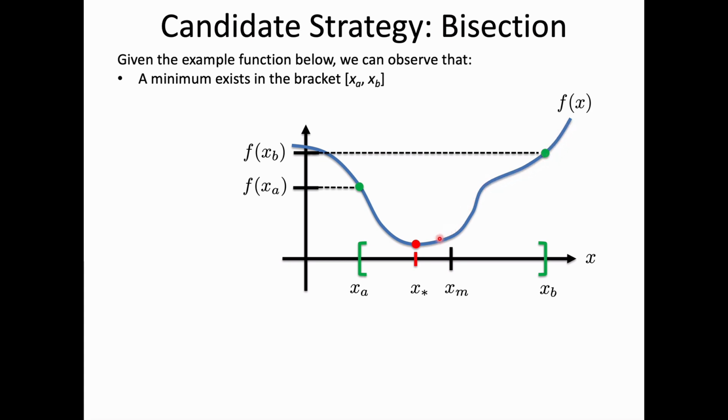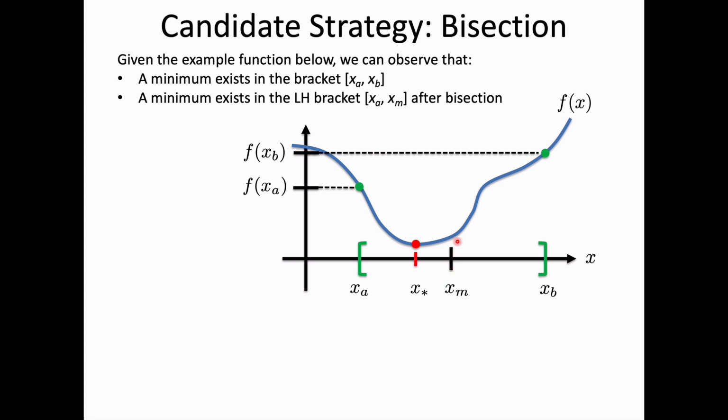This actually requires a tremendous amount of information. To get a smooth plot like this, we might need hundreds of different function evaluations across the domain of the input variable x to get this smooth representation. That's a lot of information. We want to find the minimum x star while limiting the number of function evaluations that we need to make.